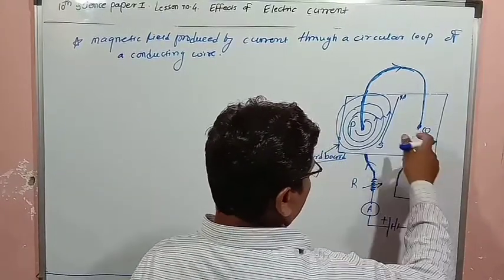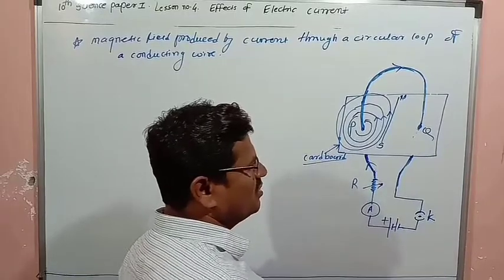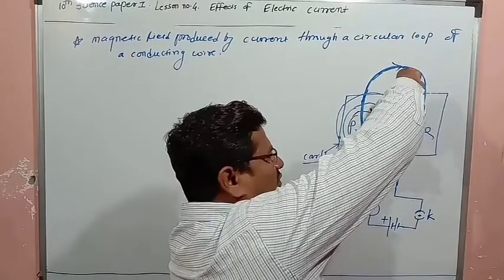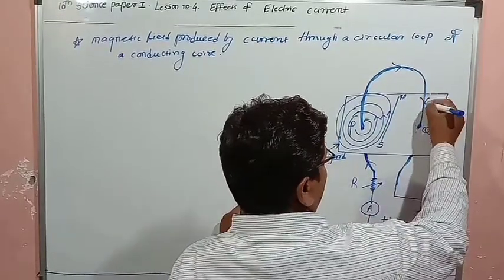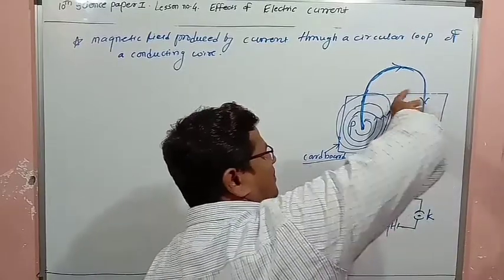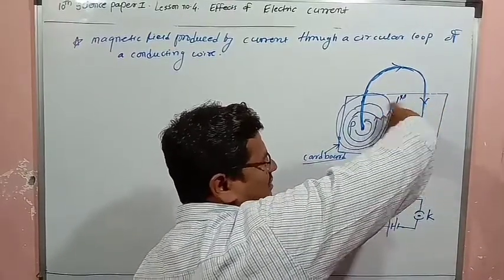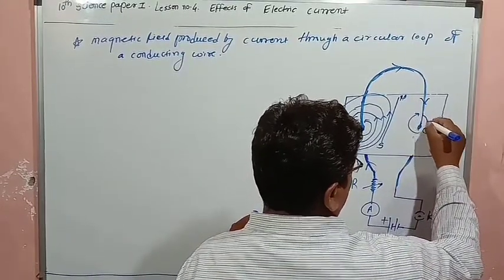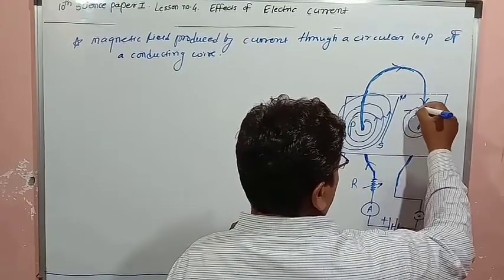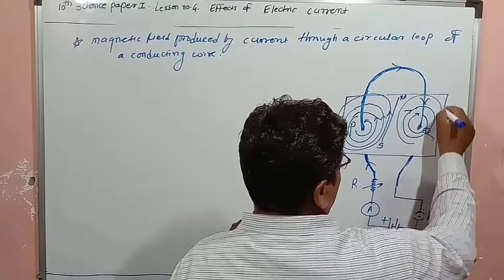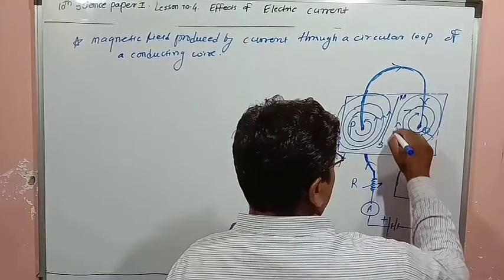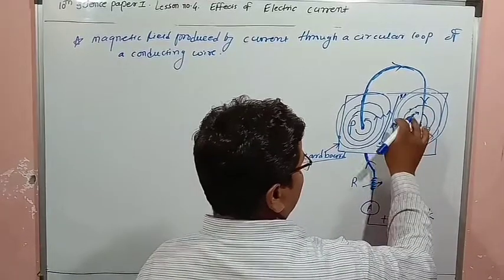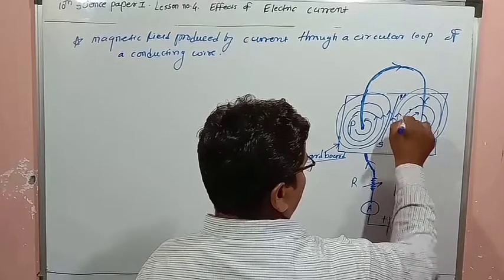Again here you consider point Q. You apply the right hand thumb rule in the same way. The thumb points in the direction of electric current, and that current is flowing in the downward direction. Your curled fingers are like this, so the direction of the magnetic field will be like this. You are showing the direction of magnetic field.